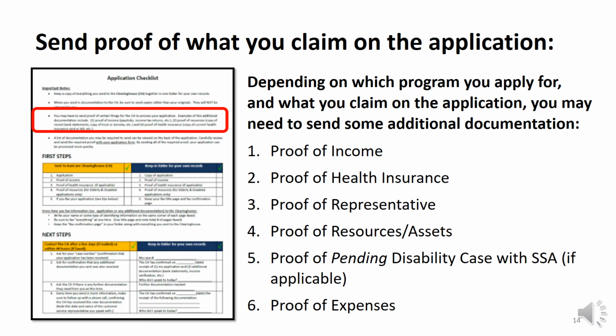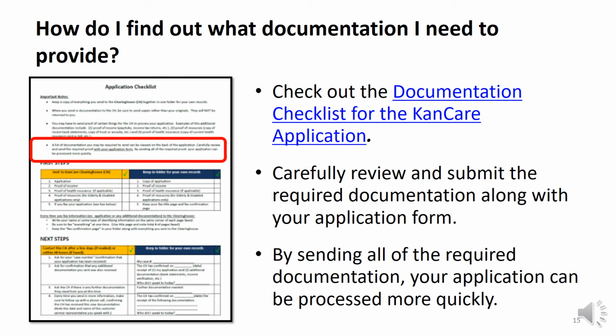Some of these things do take a lot of time to get the documentation from the organization or agency. So if you're thinking of applying for KanCare, just immediately find out what documentation you're going to need to submit with your application and start gathering that documentation. How do I find out what documentation I'm going to need to provide? There is a documentation checklist for the KanCare application, so carefully review and submit the required documentation along with your application form. By sending all the required documentation with your application, it's going to be processed more quickly.